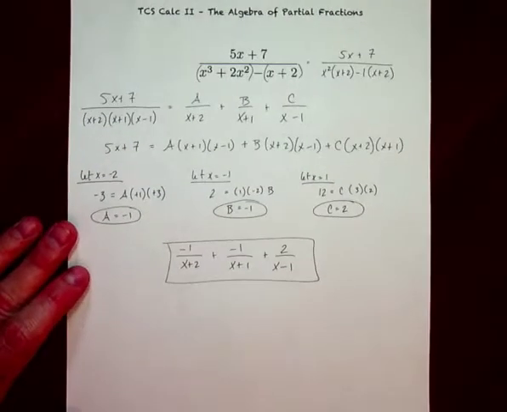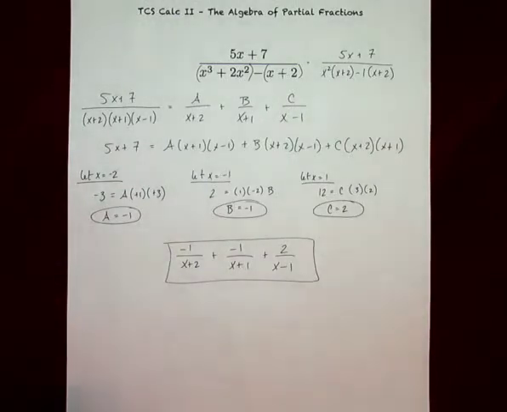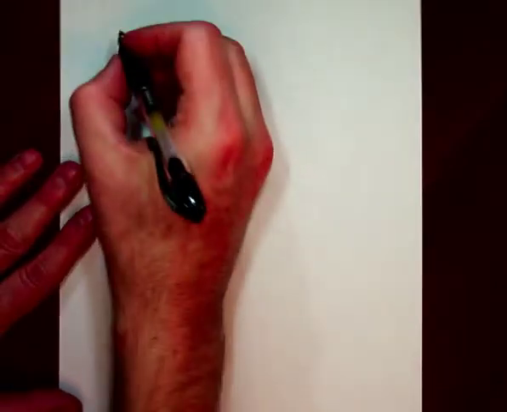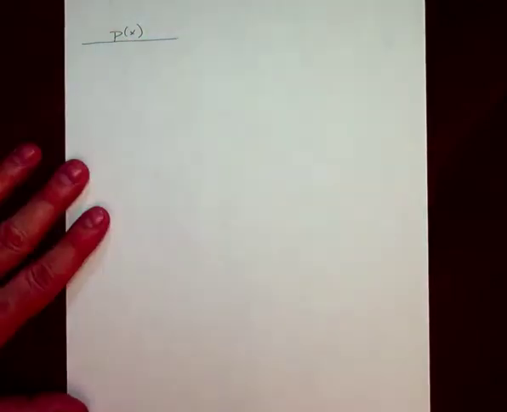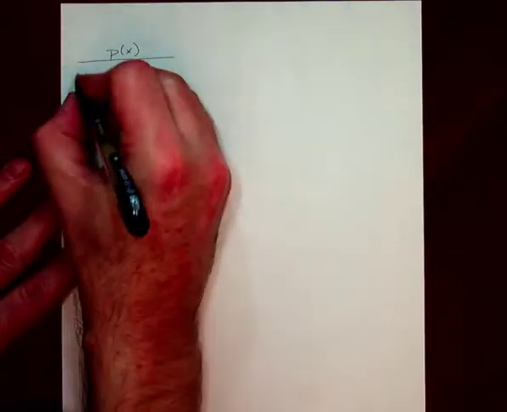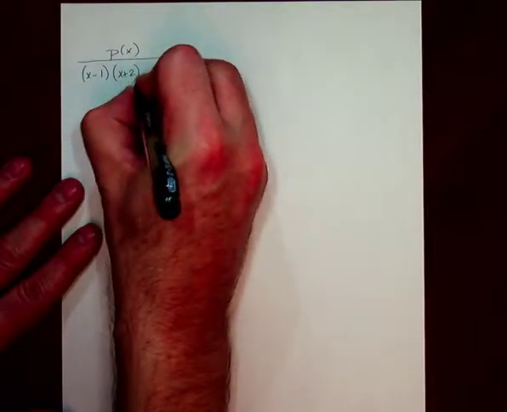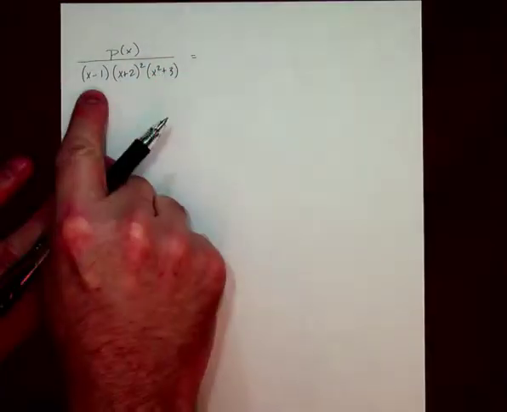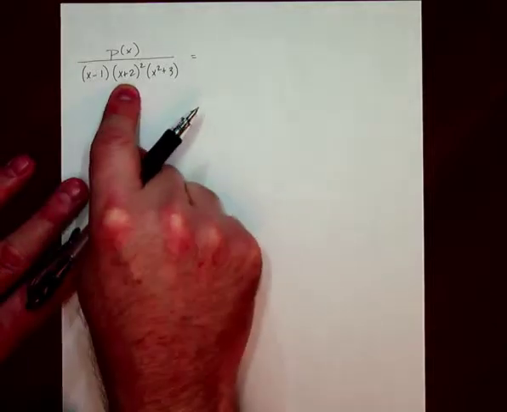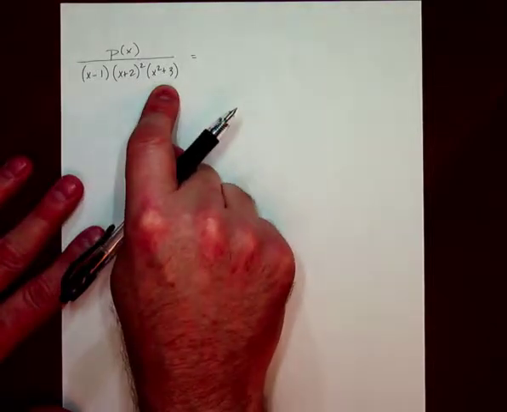Okay. Now, let's summarize what we've learned thus far, insofar as types of factors in the denominator. I'm not going to draw a specific numerator, let's just put P of x for some polynomial. If we have x minus 1, and then x plus 2 squared, and then x squared plus 3, we have a linear, we have a repeated linear, we have an irreducible quadratic.